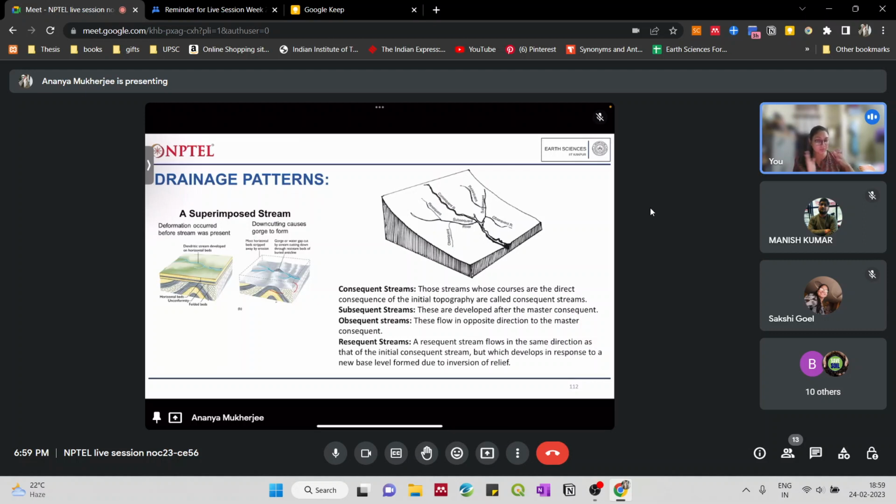And then again, when we come to the consequent or subsequent, these are concordant, as in they change with respect to the trends that are seen over there.